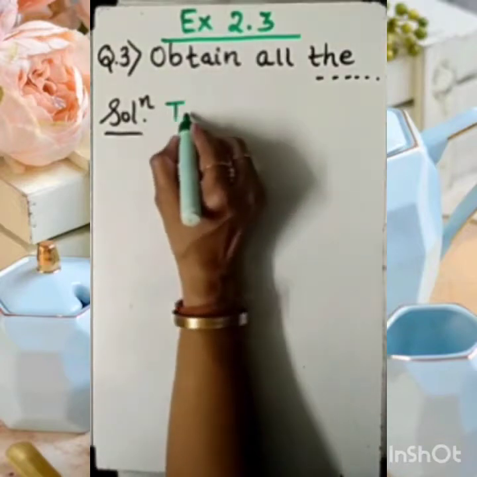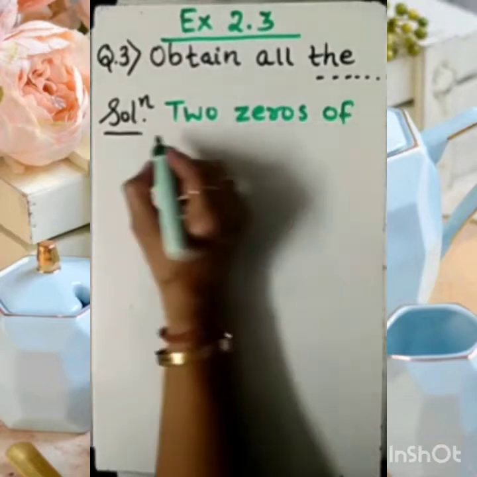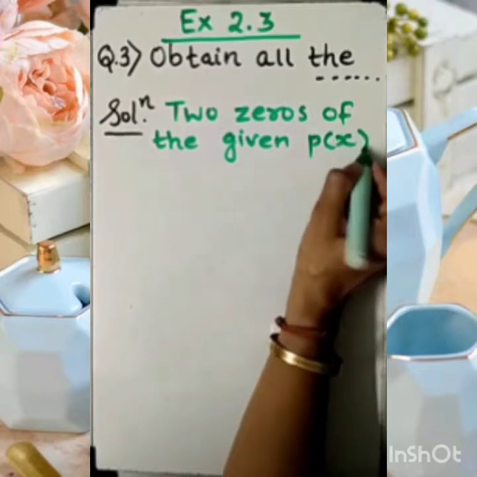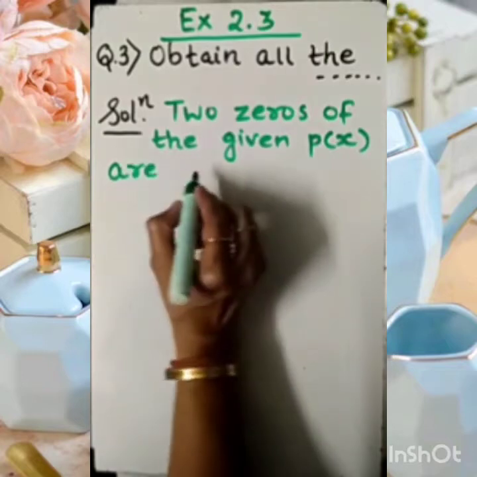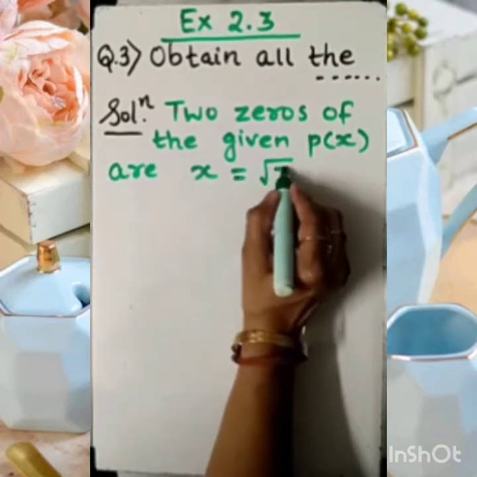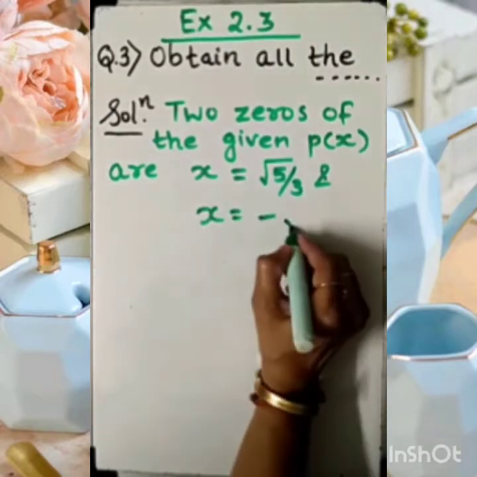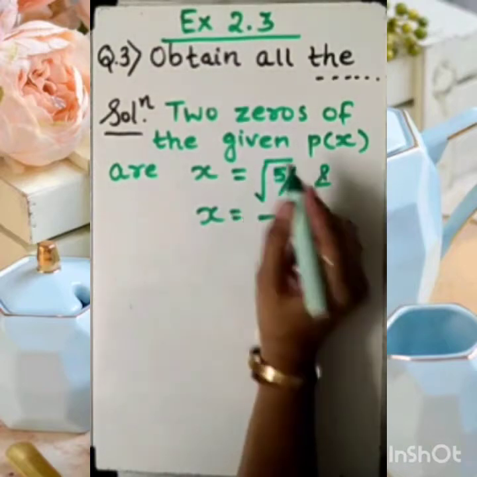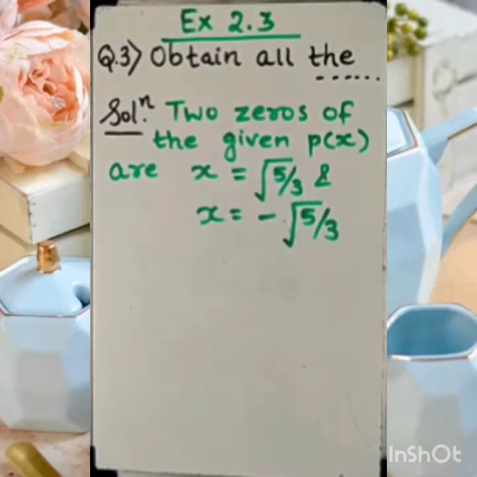So let's start from there. Two zeros of the given polynomial, given p(x). We said that the main polynomial is p(x). The zeros are x equal to root 5 by 3 and x equal to minus root 5 by 3. Actually, the whole is root 5 by 3, so we need to mention the whole root 5 by 3, otherwise we will feel that this 3 is outside.